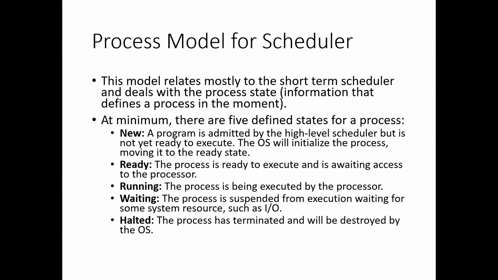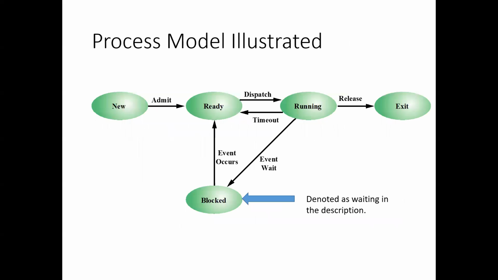And so there are 5 defined states for a process. One is new. This one's newly admitted by the high-level scheduler, but it's not yet ready to execute. Ready, it's ready to execute and it's waiting access to the processor. Running, it's currently being executed. Waiting, it's suspended from execution, waiting for some system resource, usually IO. And then halted, the process is terminated and will be destroyed by the OS.